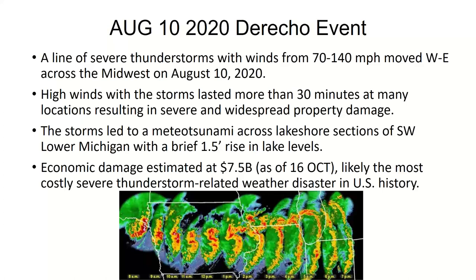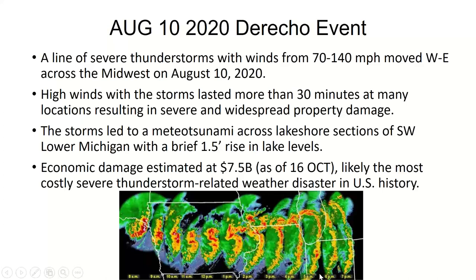One of the very unique aspects of this particular event was that the damaging winds in excess of 70 miles per hour in portions of Iowa and Illinois lasted more than 30 minutes. That's something very, very odd. It's a little bit like having a hurricane, and actually a major hurricane at that, in this part of the world, where we don't see those types of events. But the result was widespread and severe property damage across large portions of the region.